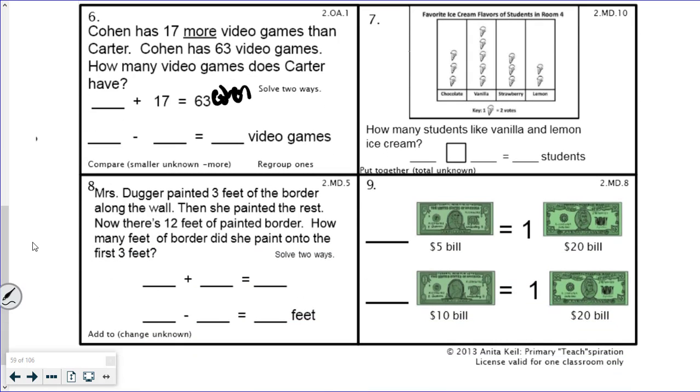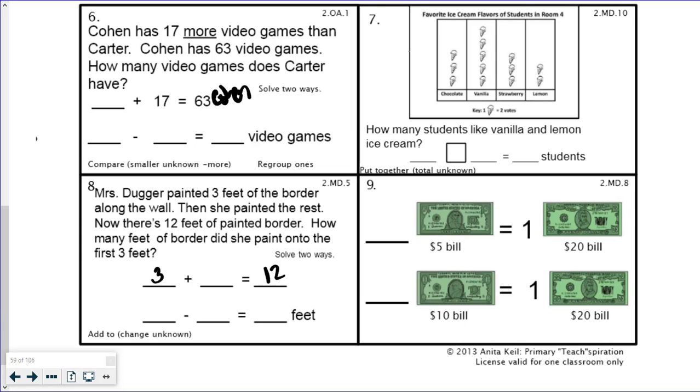Number 8, Mrs. Duggar painted 3 feet of the border along the wall. Then she painted the rest. Now there's 12 feet of border. How many feet of border did she paint onto the first 3 feet? So that's what you need to figure out, right? We know she painted 3 feet, and then she painted some more, and now there's 12. So we need to find the difference between 12 and 3 using this down here to figure out the missing number. Pause your video and do number 8.